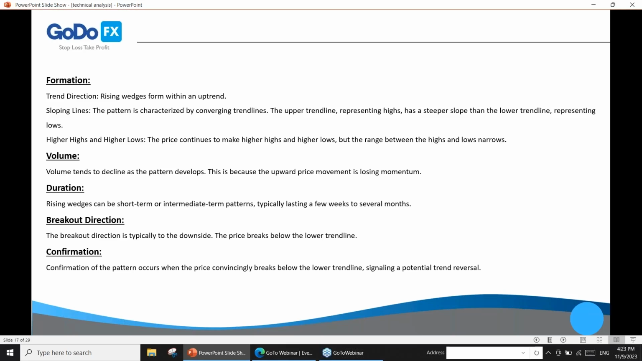So the breakout direction is typically to the downside, and the price breaks below the lower trend line. And how to confirm it? It occurs when the price convincingly breaks below the lower trend line, signaling a potential trend reversal.